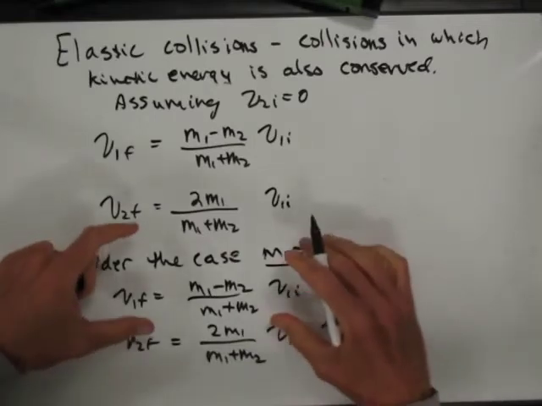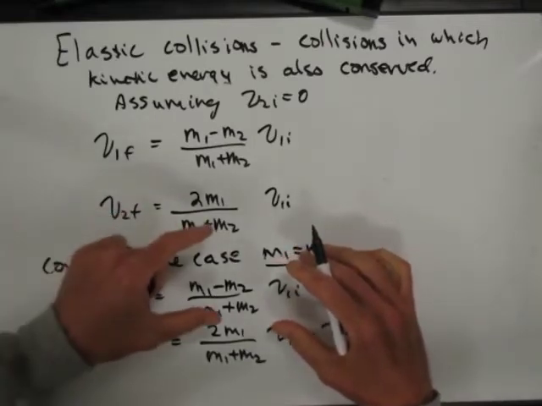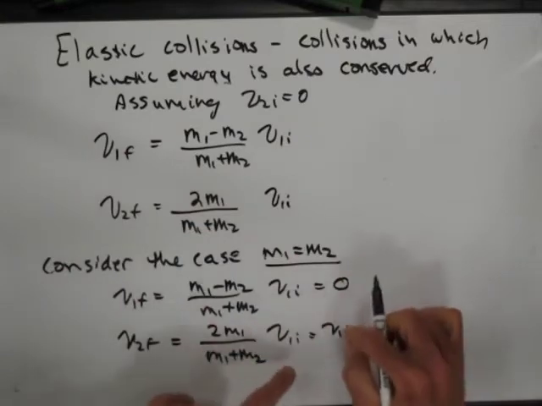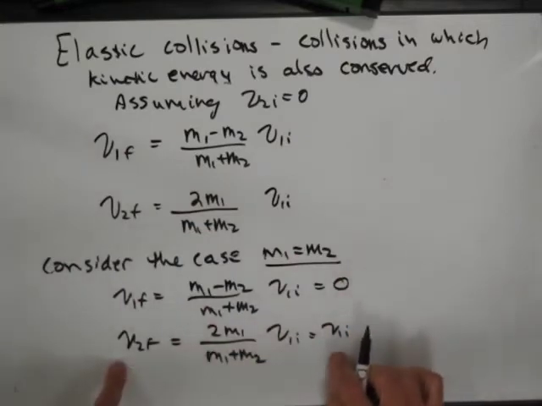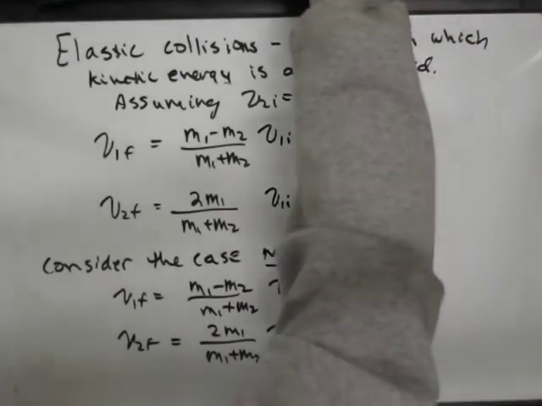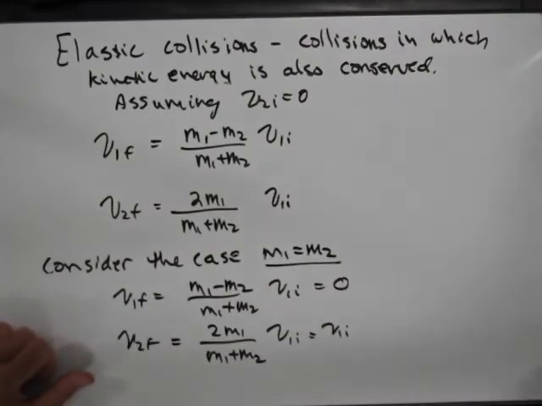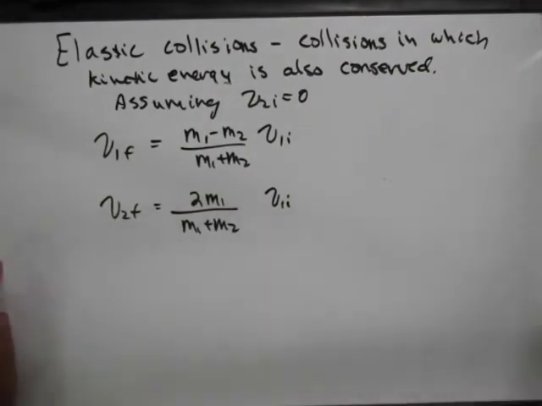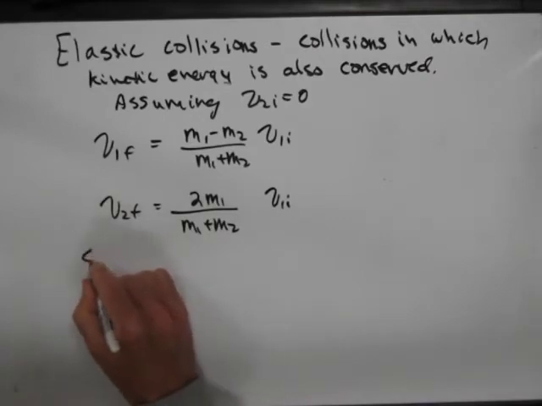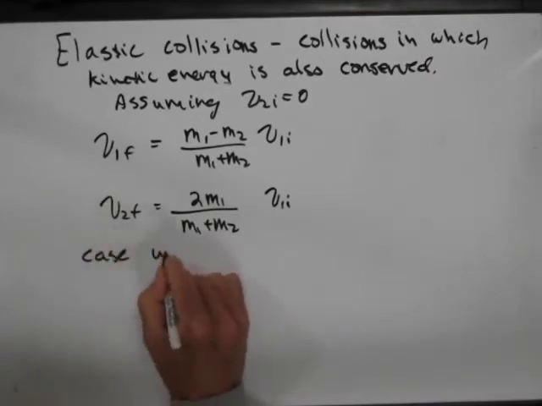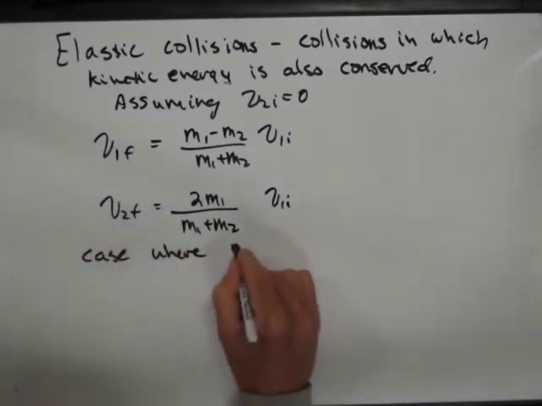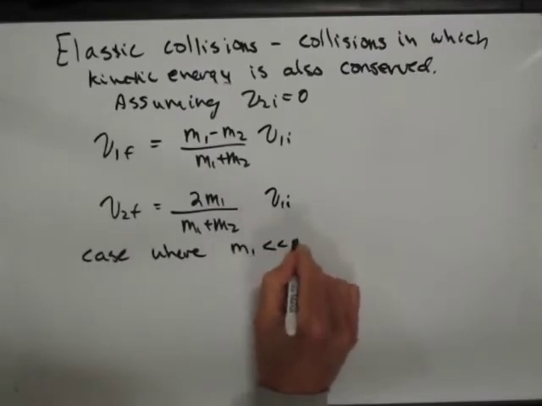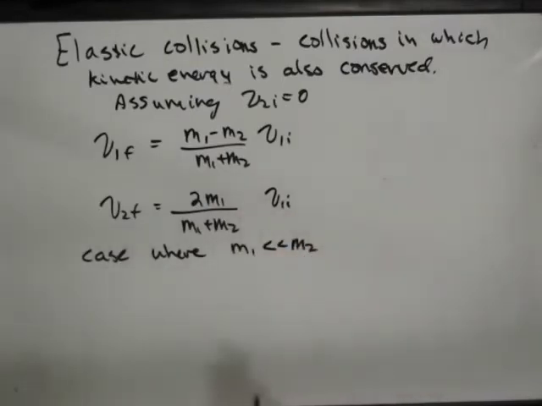So when the carts have the same mass, the one that comes in comes to a stop, and the one that goes out goes with the velocity the first one had coming in. That's pretty much what we saw when I did the video with the carts. Right? So let's do the case where m1 is much, much less than m2.